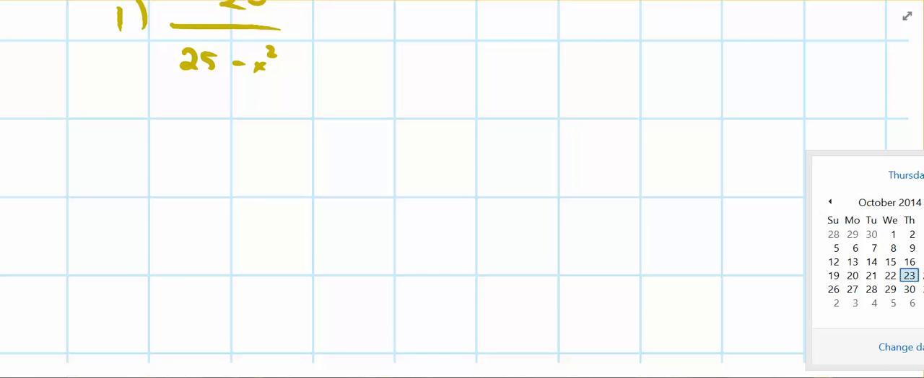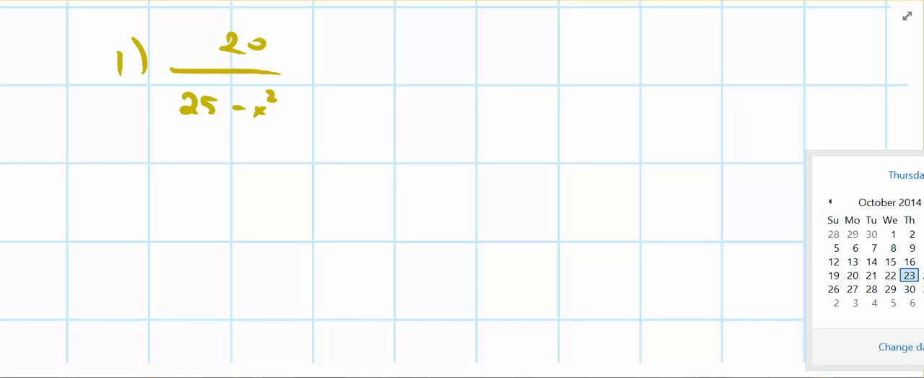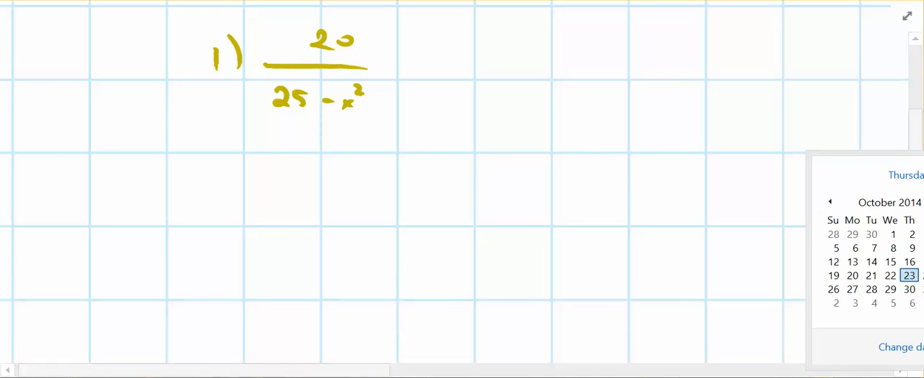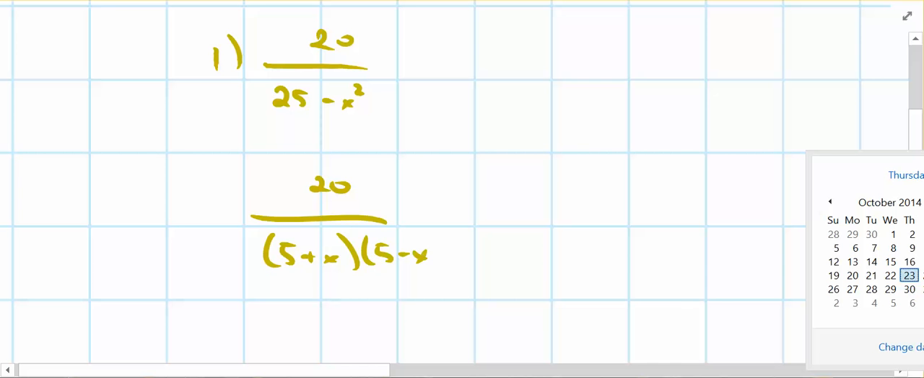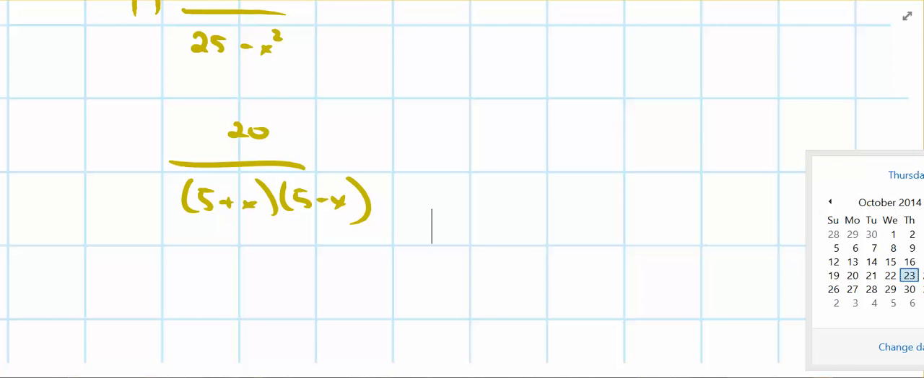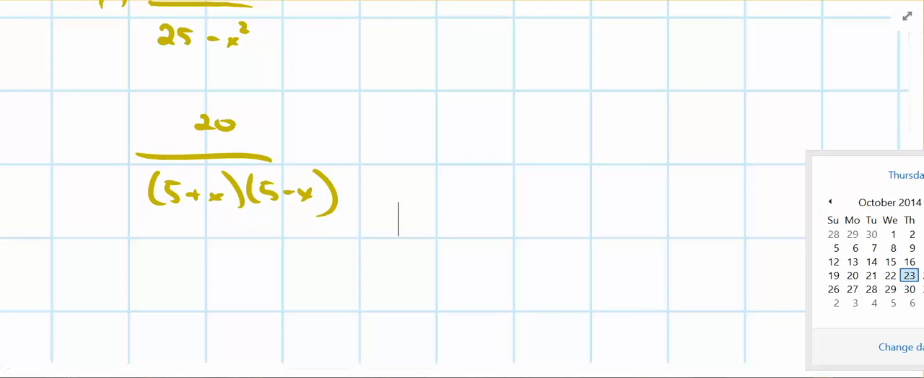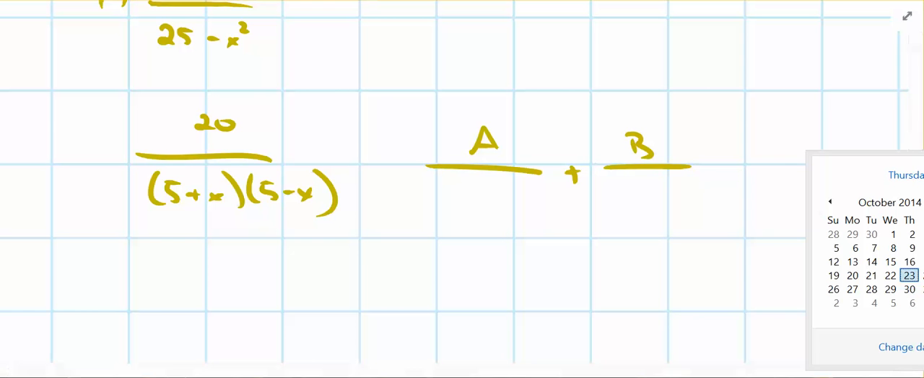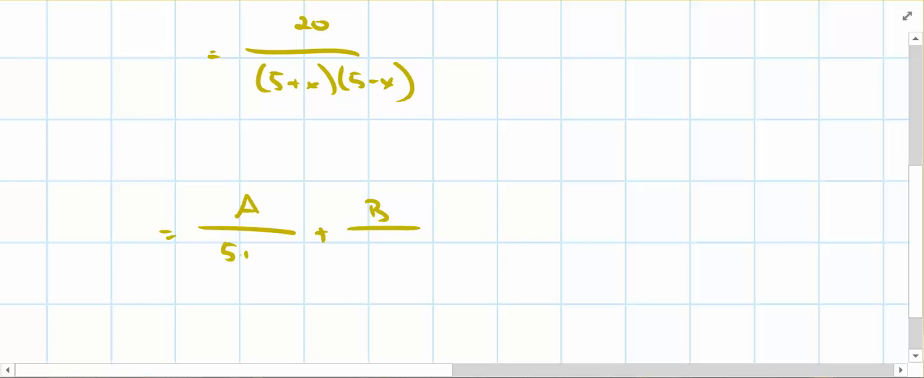First, we have to use partial fractions to split up this function. Because the bottom function is 25 minus x squared, we can split this up into 20 over 5 plus x and 5 minus x. Continuing onwards, we can now split up the numerator into A over the first fraction and B over the second fraction, thus creating partial fractions. Now we will write 5 plus x under the bottom of A and 5 minus x under the bottom of B.